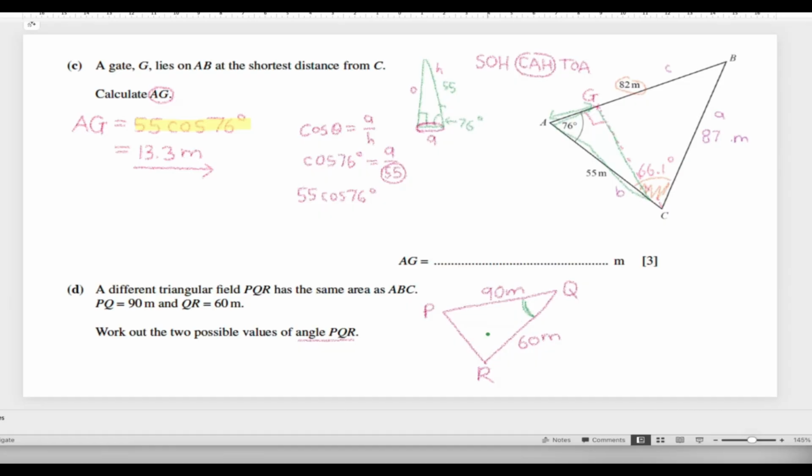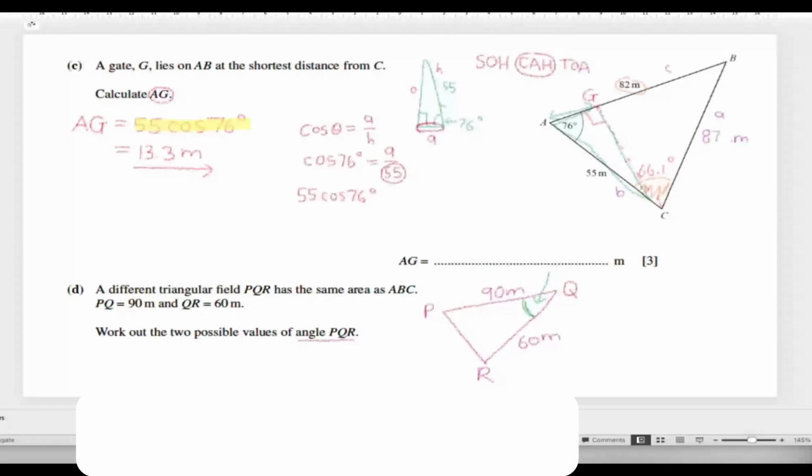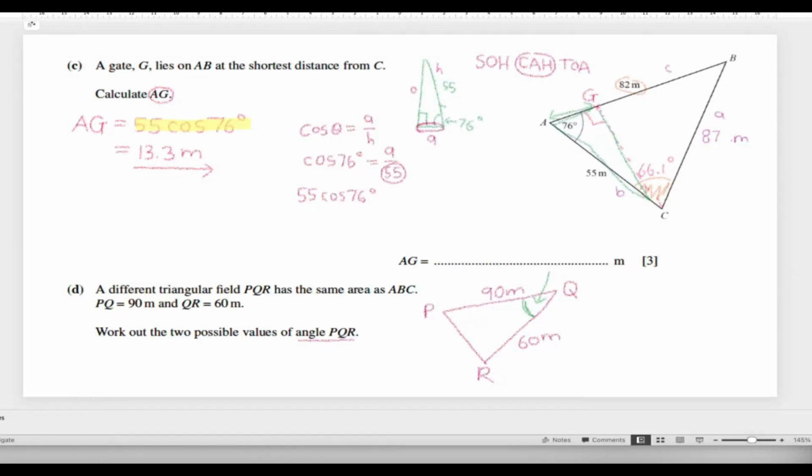Okay, so we have the two sides and we are looking for two possible values of this angle right here. So what I want to suggest is that we go and work out the area of triangle ABC, because we know that these two triangles or fields have the same area. So if we work out the area of ABC, it means that we have the area of this field PQR. So I'm going to do that over here.